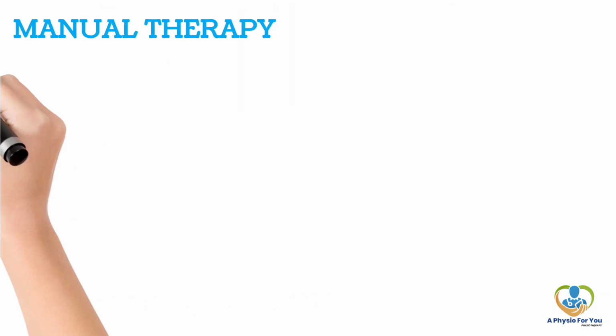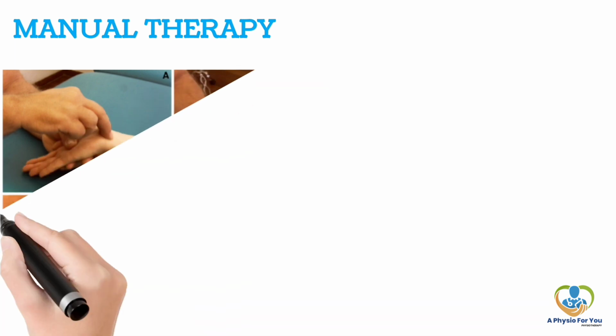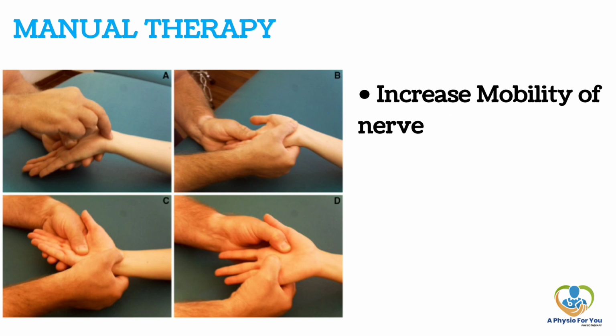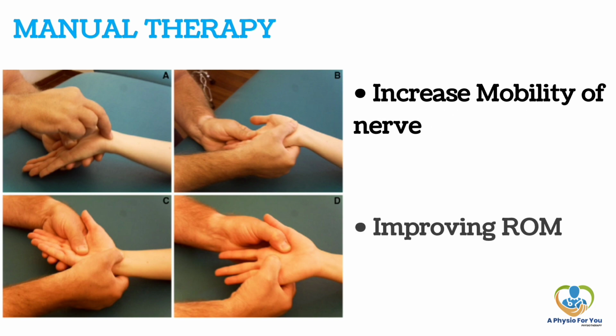Manual therapy. Manual therapy includes mobilization of soft tissue, carpal bones and the median nerve. This will help to increase the mobility of the nerve and improve range of motion.